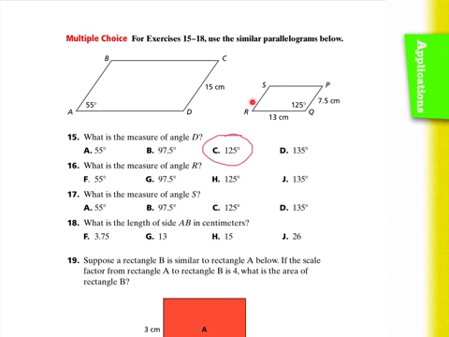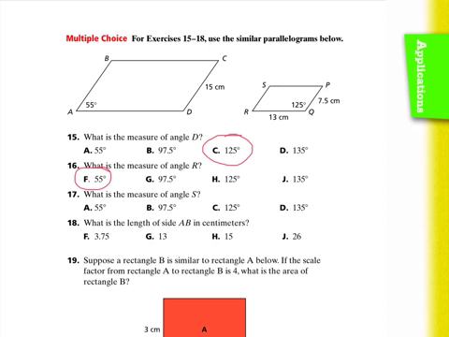All right, so what is the measure of angle R? Okay, angle R is sitting on the same straight line as angle Q. And as we learned, a straight line is 180 degrees. You always say that the straight line is 180 degrees. So 180 degrees minus 125 is going to give us an answer of 55 degrees. So that is the measure of angle R for number 16.